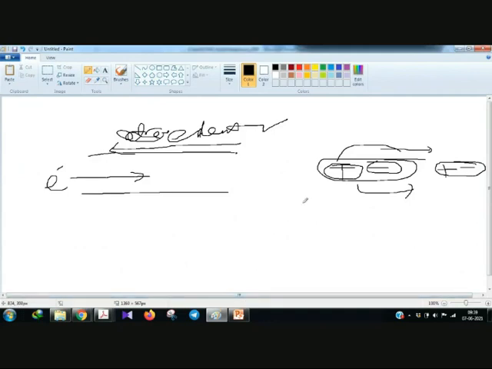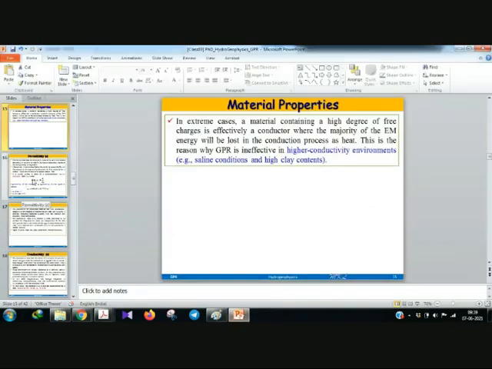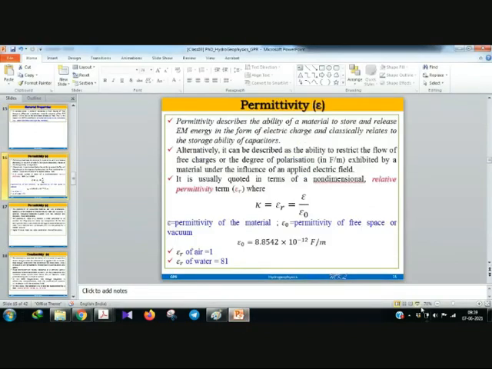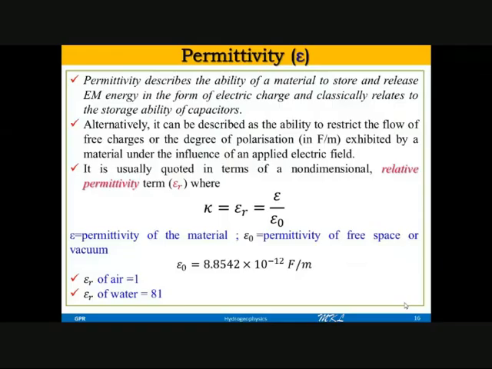Its properties basically depend on mu, the permeability, epsilon, the permittivity, and sigma, the conductivity. Now, what is permittivity? After discussing permittivity, I will discuss the dielectric constant, that is the relative permittivity. Permittivity describes the ability of a material to store and release EM energy in the form of electric charge, and classically relates to the storage ability of a capacitor.